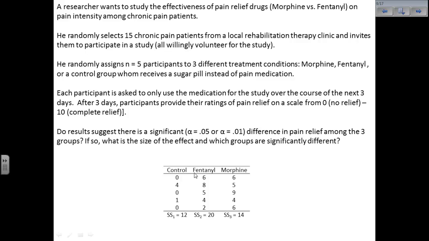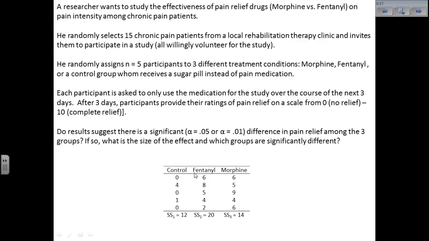So let's go ahead and figure out some calculations on the example I've been talking about, where we're trying to look at the effectiveness of different pain relief drugs on pain intensity among chronic pain patients. And let's say a researcher randomly selects 15 chronic pain patients, and they all participate in the study, and he splits them up into 3 groups. So 5 get morphine, 5 receive fentanyl, and 5 are in a control group where they just get a sugar pill. Each participant is asked to only use the medication for the study over the course of the next 3 days. And then let's say after 3 days of taking the medication, they come into the lab and they provide their ratings of pain relief on a scale from 0 to 10.